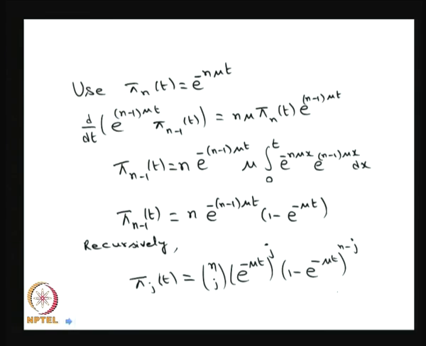So, using the recursive way, you will get pi j of t is equal to n c j combination times e power minus mu t, power j. This is the survival probability of the system being in the state, and 1 minus e power minus mu t, power n minus j. Suppose the system is in the state j, that means from the state n this many combinations would have come, and the survival probability is e power minus mu t, and that power. So, this is nothing but the probability p power j and 1 minus p power n minus j. Therefore, this pi j follows a binomial distribution with the survival probability e power minus mu t of being in the state j.